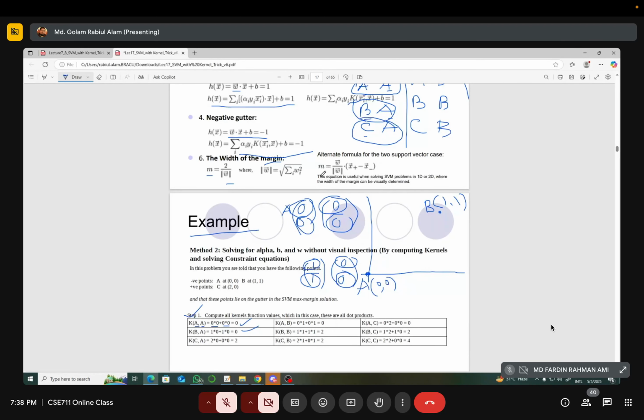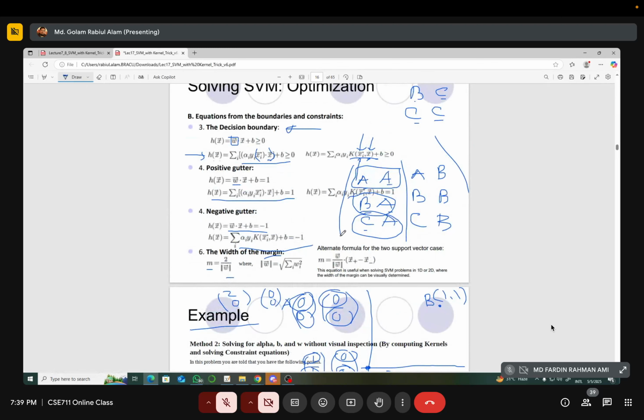And we want to find out the CA also. In that case, CA means C times A. So C is 2, 0, and we have to multiply this one with A, so A is 0, 0. It is 2 times 0 plus 0 times 0, which is 0. Okay, so we already got these values.